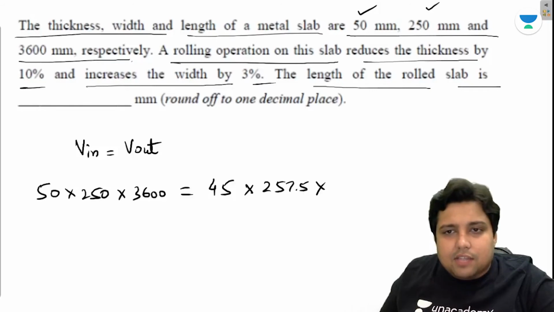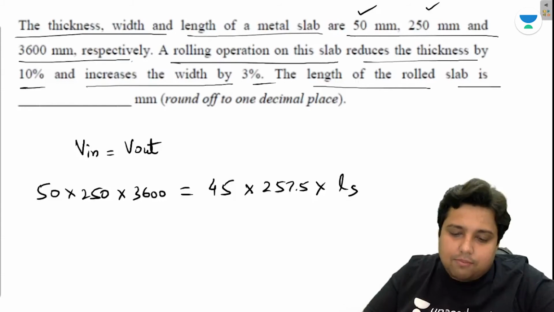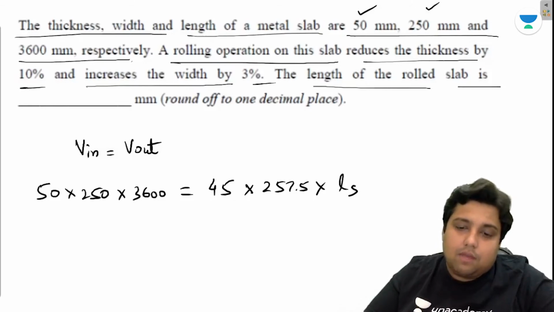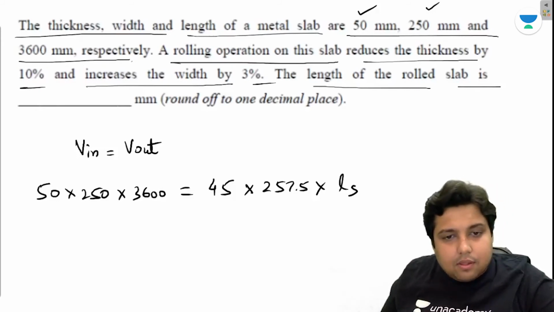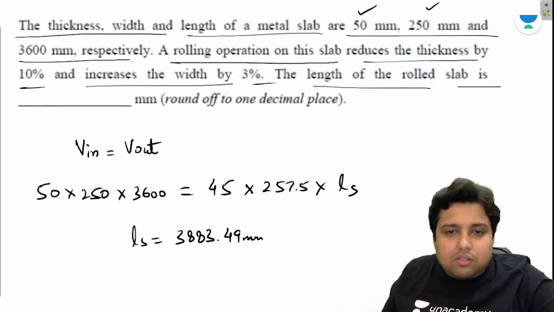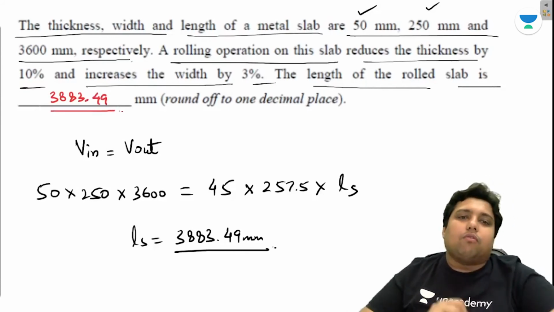And at last they are asking what will be the new length of the rolled slab. So let us just calculate this. And we are getting the value 388.349 millimeter. Yes, so this is the final answer. So I am going to put the answer in the fill in the blanks: 3883.49 mm, rounding off to 2 decimal places.